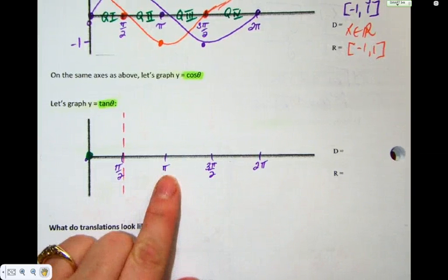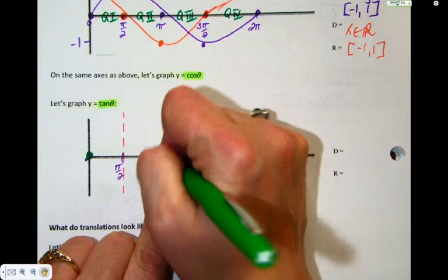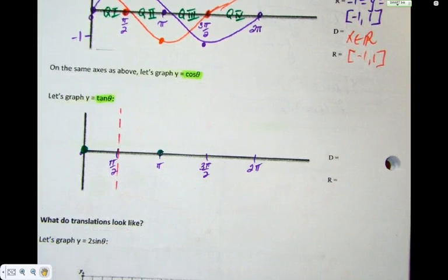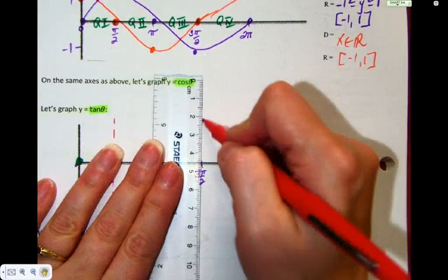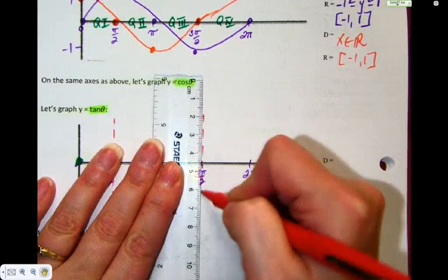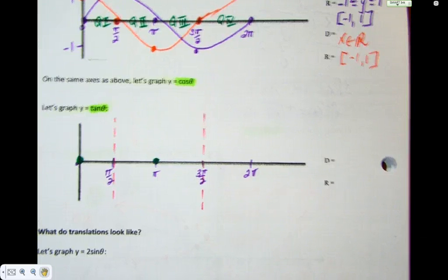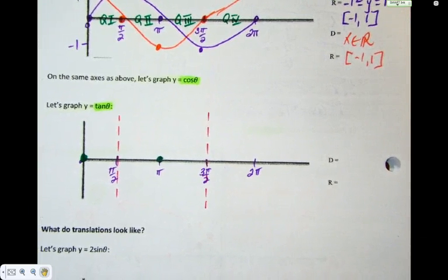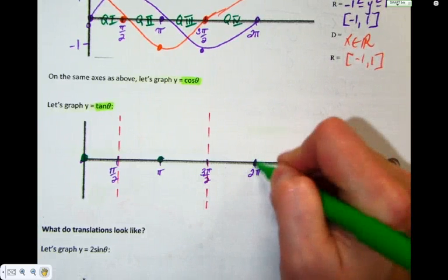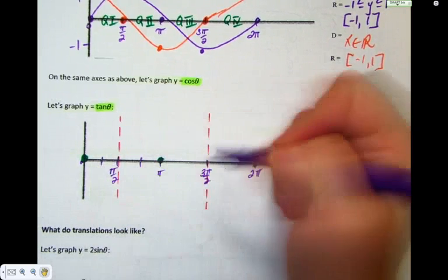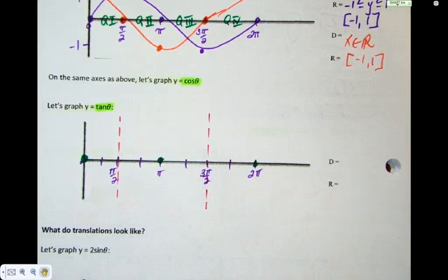Pi, so left-hand side of the circle, 0. Bottom of the circle, 3 pi on 2, undefined again. Back around to 2 pi. Okay, well that did not give us a lot to work with. So what I'm going to do is I'm just going to put the units in between. So I'm going to mark halfway in between all these units.